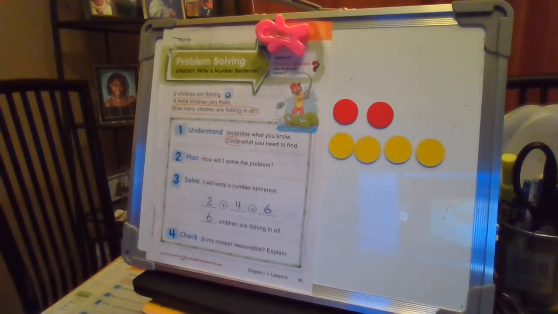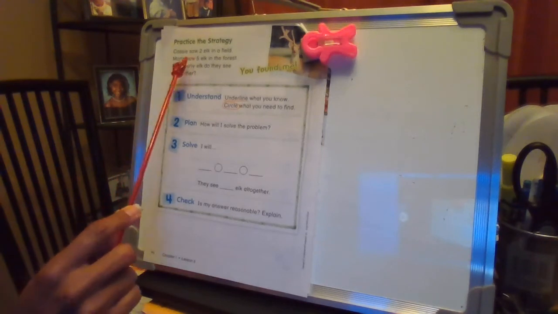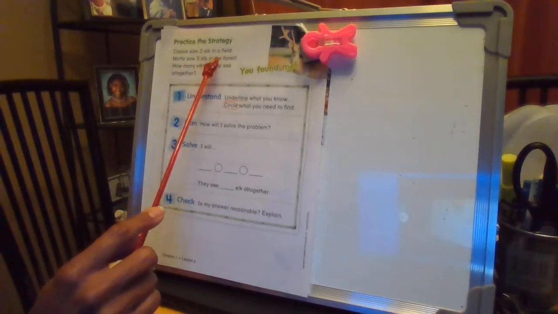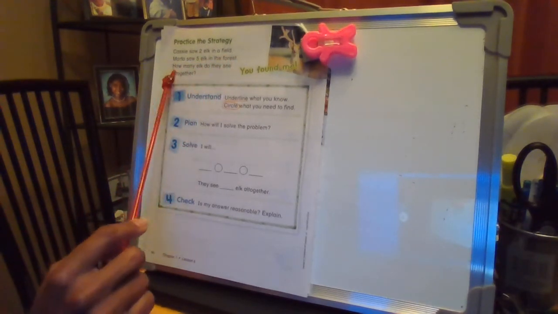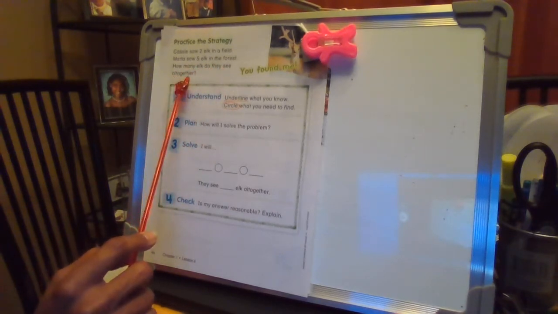So that's how you check. Okay, next, practice the strategy. So Casey saw 2 elk in a field. Marta saw 5 elk in the forest. How many elk do they see all together?